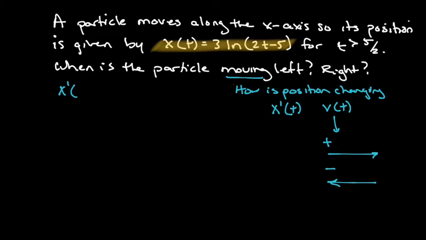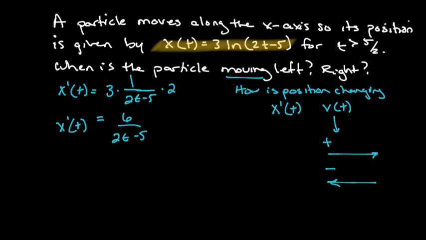So I need the derivative of position. How is position changing? That's a derivative. So I'm going to say it's 3 multiplied by 1 over 2t minus 5, because I'm going to use the chain rule here, and then multiplied by 2. If we simplify this, x prime of t is 6 over 2t minus 5, and this is our velocity function.